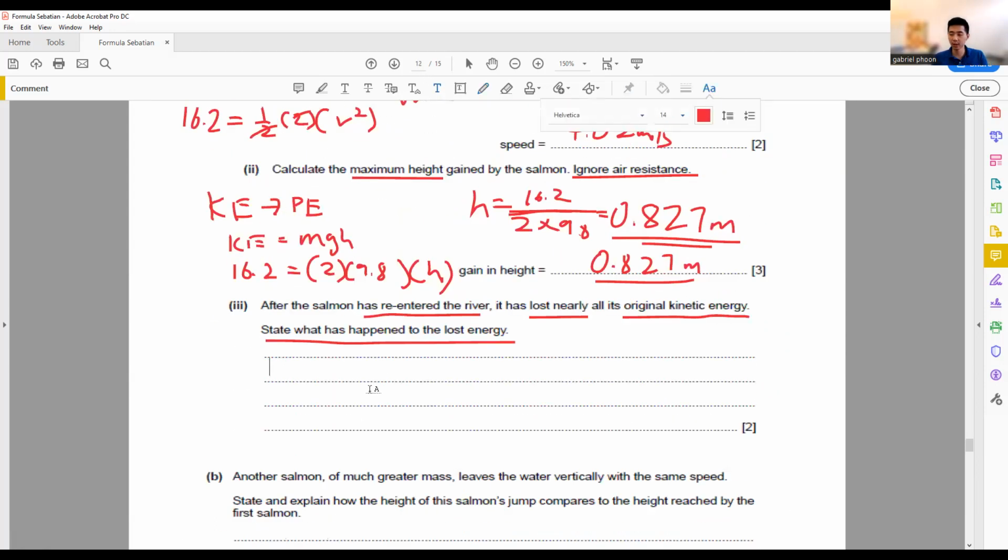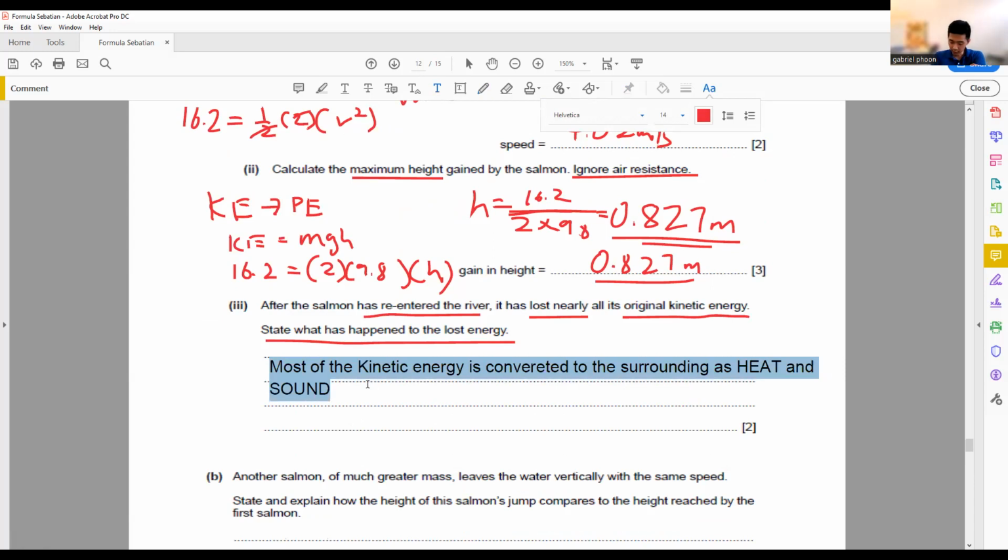So from here you're going to say most of the kinetic energy is converted into heat and sound, something along these lines.